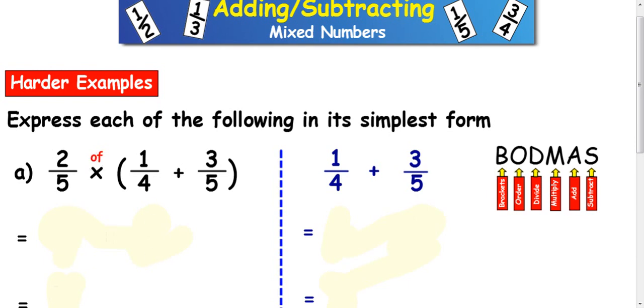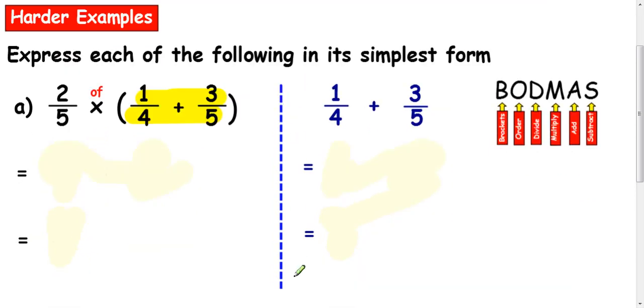Now, first thing to do here is to write down BODMAS and understand the order of operations. Now you do brackets before anything else. So the first thing I want to do here is this 1/4 plus 3/5, and I'm going to do that at the side here. Draw a wee line down and do 1/4 plus 3/5.